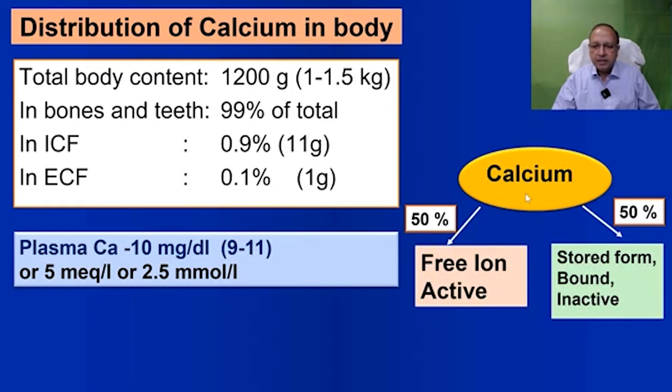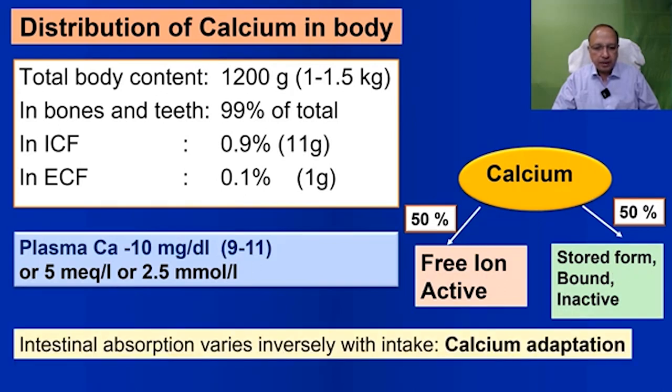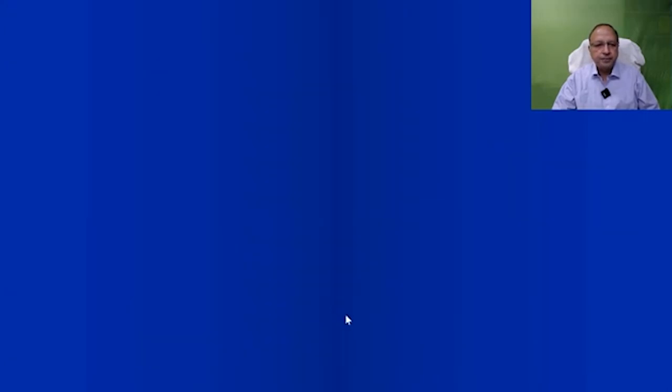Now 50% of the calcium is present as free ion, that is the active form, and the rest 50% is present in the stored form, that is the bound form, which is the inactive pool and does not participate in most of the reactions. And the intestinal absorption of calcium varies with the intake. This is called calcium adaptation, again a property of calcium absorption.